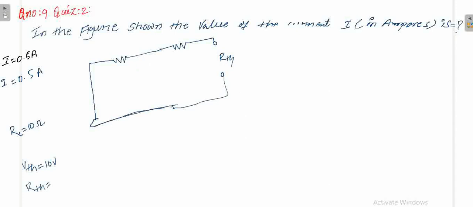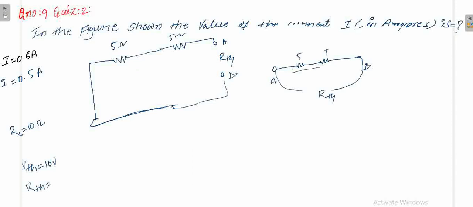Now tell me, this is your 5 ohms and this is your 5 ohms. This is a point A, this is a point B. So let us draw. This will be the equivalent. This is a point A, this is your point B. So between this A and B you are going to get RTH. This is your 5 ohms, this is your 5 ohms.